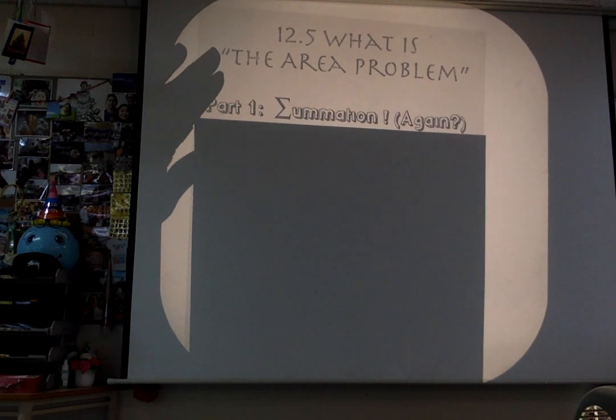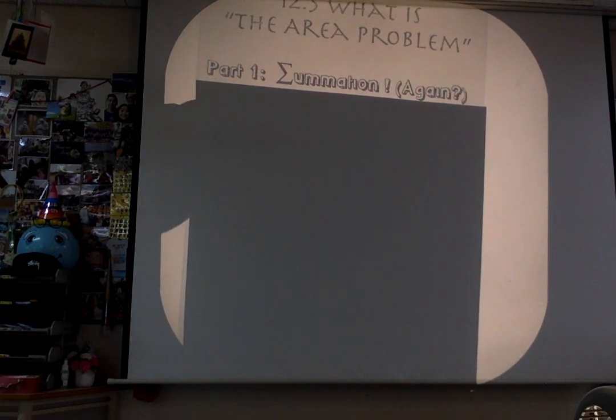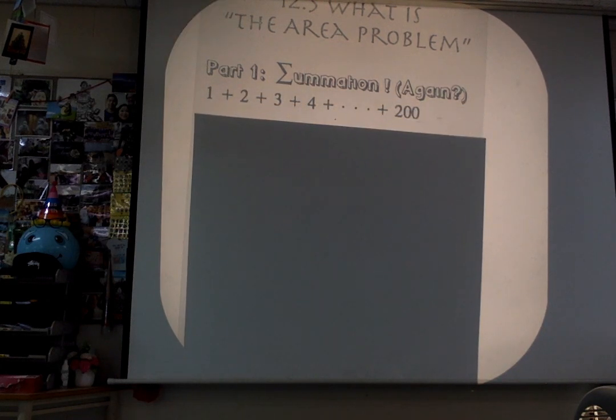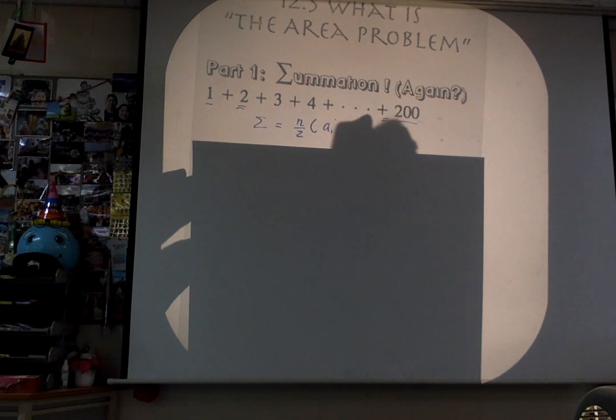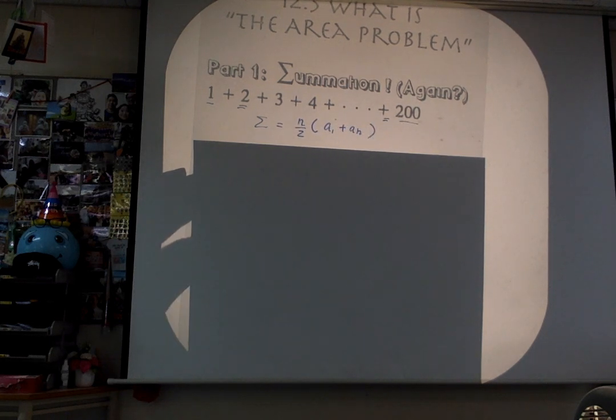Part 1 is summation. Now, do you remember the summation in the sigma notation? We're going to use that, okay? Do you remember how to find the sum of 1 through 100, or 1 to 200 even? Yeah, you remember that, right? You add the first and the last term, and you remember that the sum is going to be half of the first and the last term added together. I hope you guys remember that.